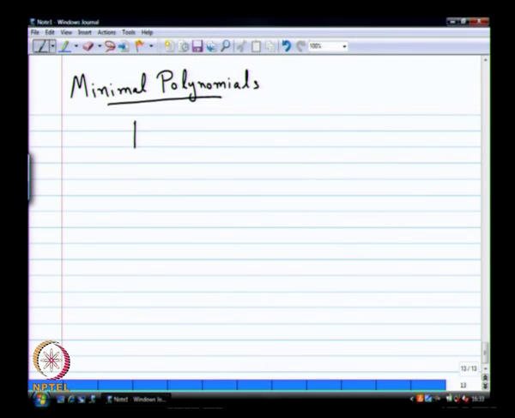So let's say we have F_Q, where Q is a prime power. Let me say Q equals p to the power m, for some prime p, and F_Q is a finite field that has been given to you.